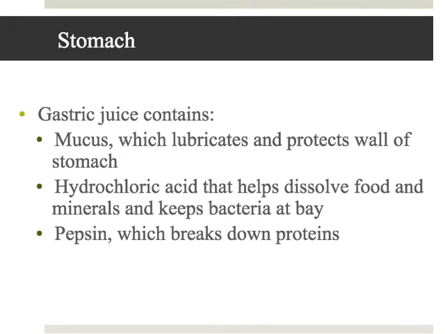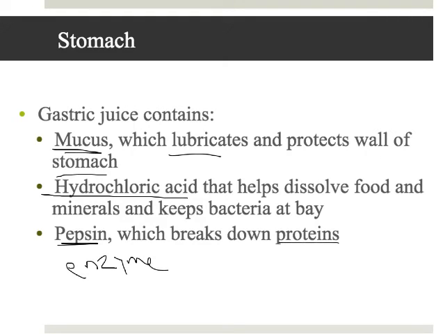Okay, so gastric juice contains several things. So first of all, mucus, and that's very important because it helps to lubricate and protect the wall of the stomach. The stomach is very acidic, so this mucus helps to prevent the hydrochloric acid, which is also in gastric juice, from breaking down the stomach lining. Okay, and then it also has pepsin, which is an enzyme. Okay, and this enzyme breaks down proteins.